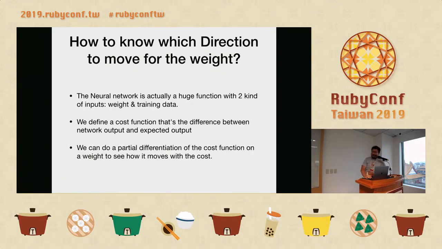So how do we decide which way to move the weights? Since we have the function and the input weight, we can do a partial differentiation on the cost function, with respect to the weight, to see how the weight affects the cost. If we add to the weight, the cost might increase or decrease. Then we'll know which direction we should move. If we increase the weight and the cost increases, that means we should move the weight in the other direction.